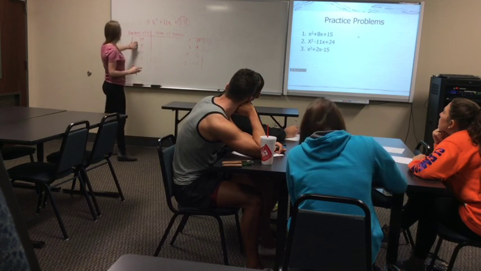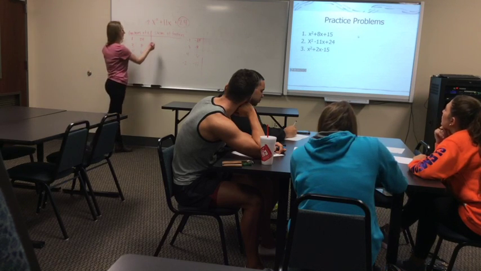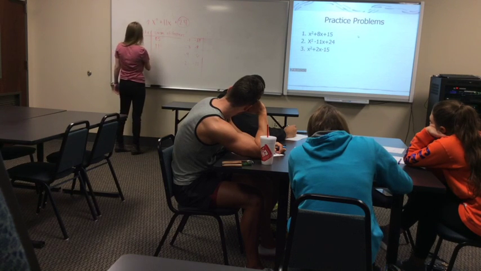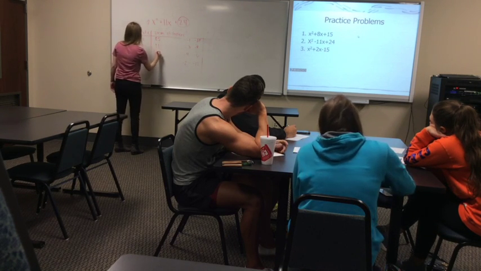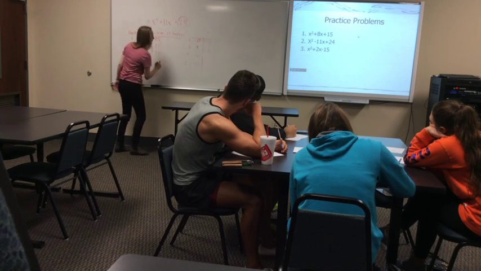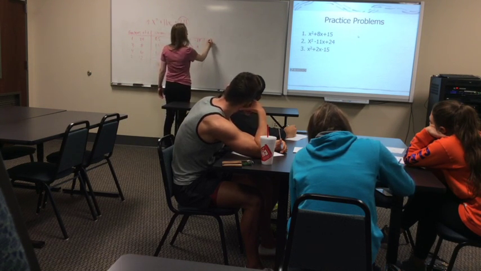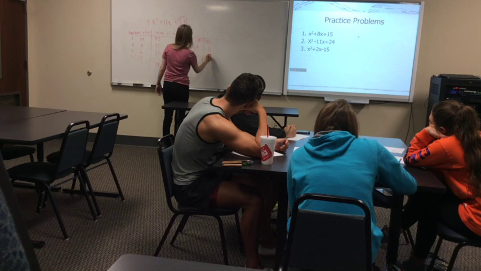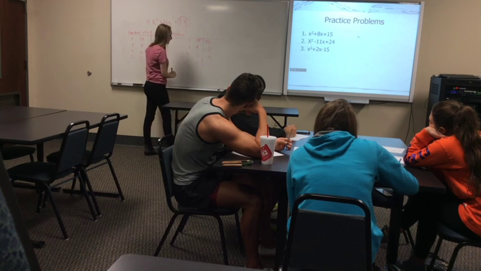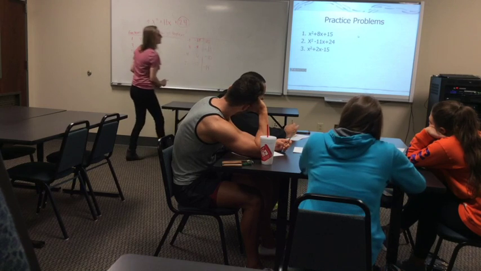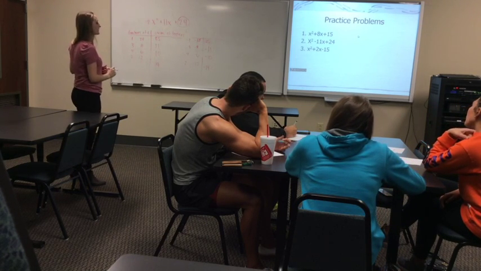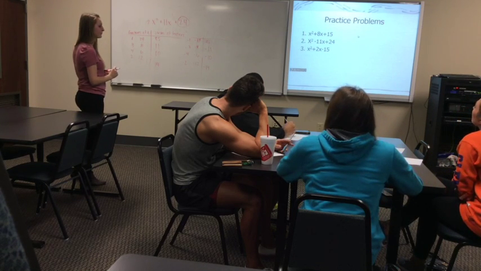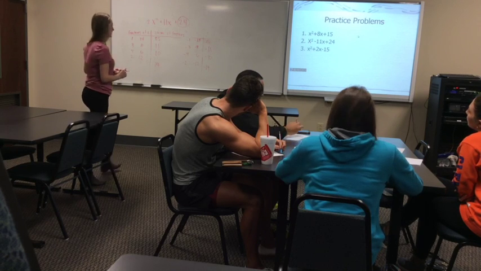So when I add these together, 1 plus 24, what do I get? 25. 3 and 8, 11. 6 and 4, 10. 2 and 12, 14. Negative 1 and negative 24, negative 25. Negative 3 and negative 8, negative 11. Negative 4 and negative 6, negative 10. Negative 2 and negative 12, negative 14. So which of those factors did I use to get my B term? What is my B term? Negative 11. So which of those two factors? Negative 3 and negative 8.